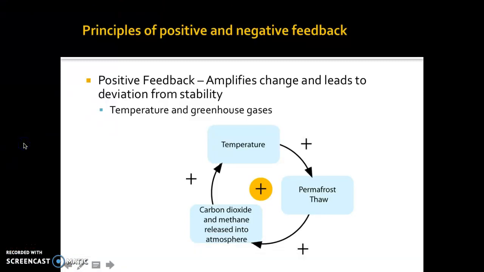So now let's look at positive feedback. Positive feedback amplifies change and is destabilizing. If we look at our example here, this is an example of the relationship or positive feedback between increased global temperatures, permafrost melt, and increased levels of greenhouse gases in the atmosphere.